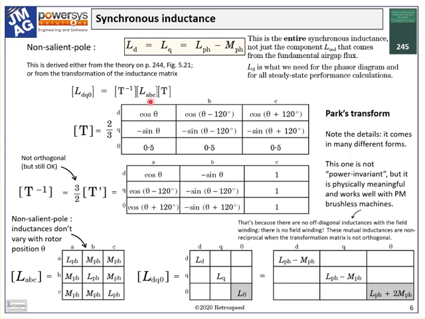So the result of this transformation, which looks like a diagonalization transformation, is this matrix LDQ0, which is the inductance matrix in the synchronously rotating coordinates. And the remarkable thing is that it's diagonal. Not only have we reduced the number of inductances from 9 to 3, but we've ended up with 3 independent equations instead of 3 dependent ones.